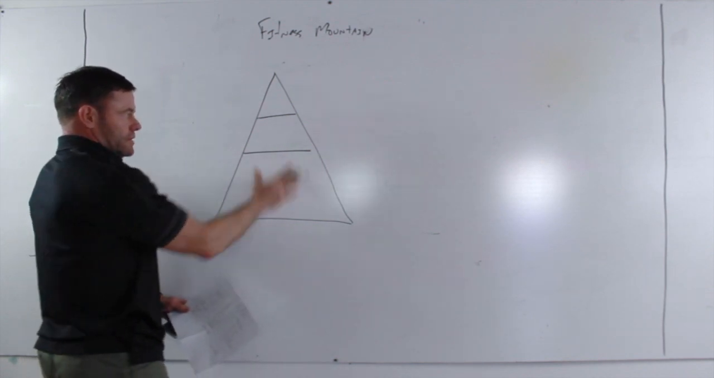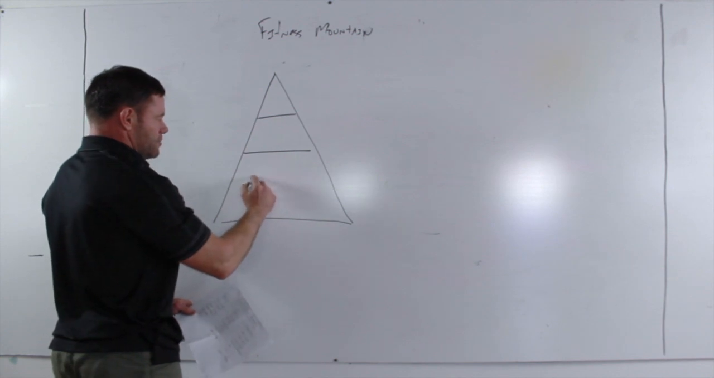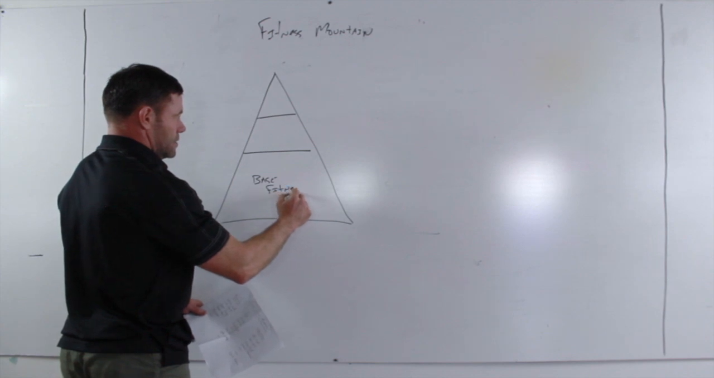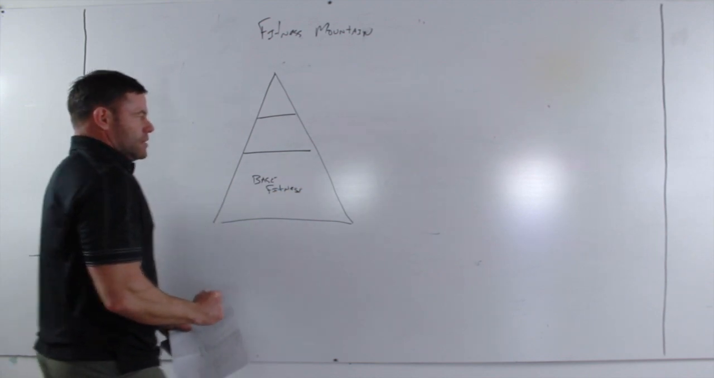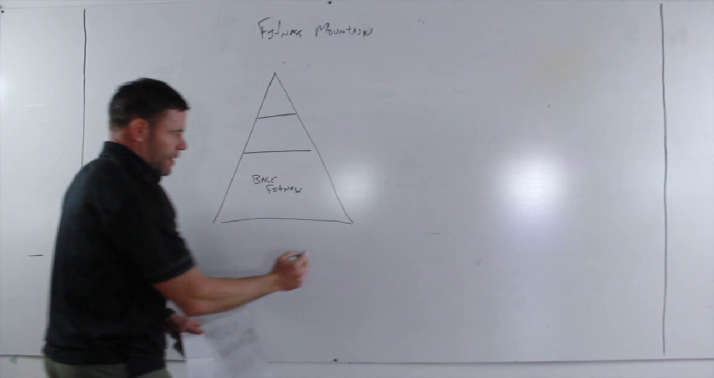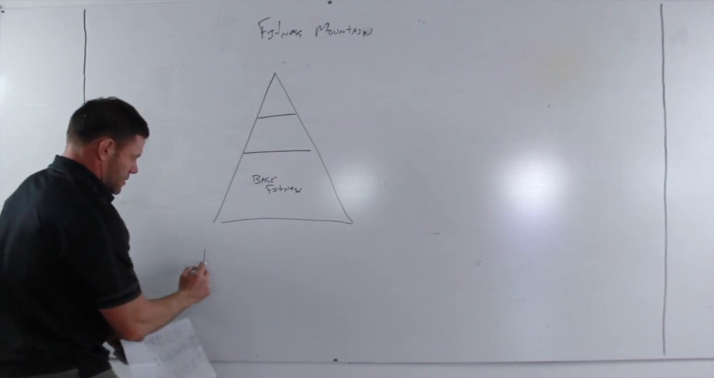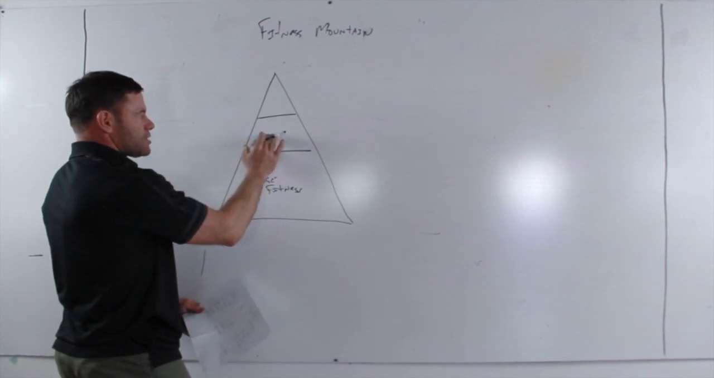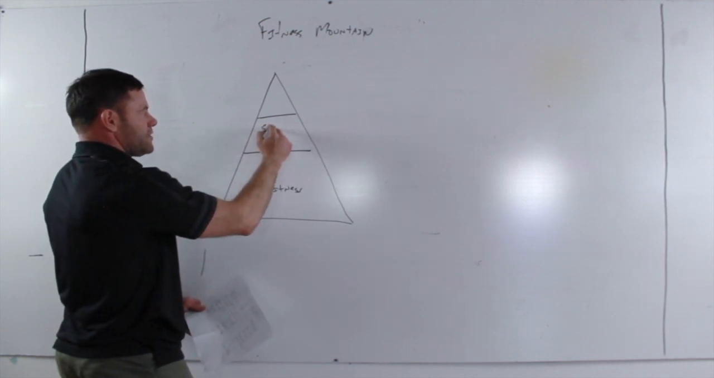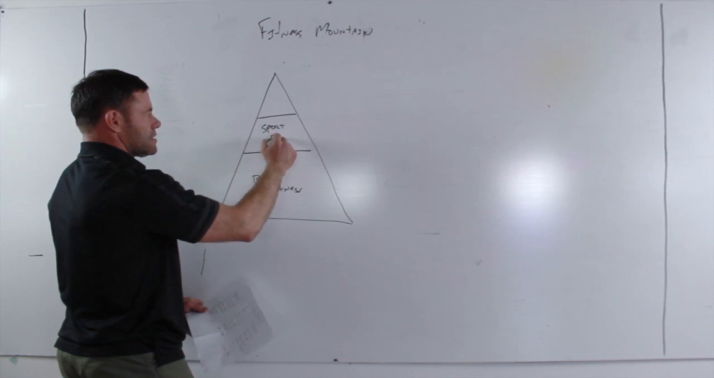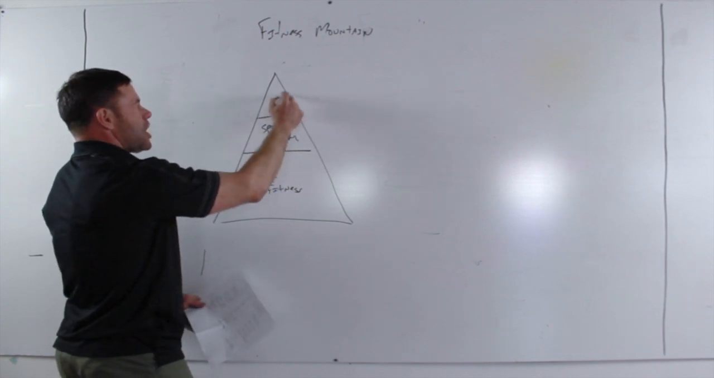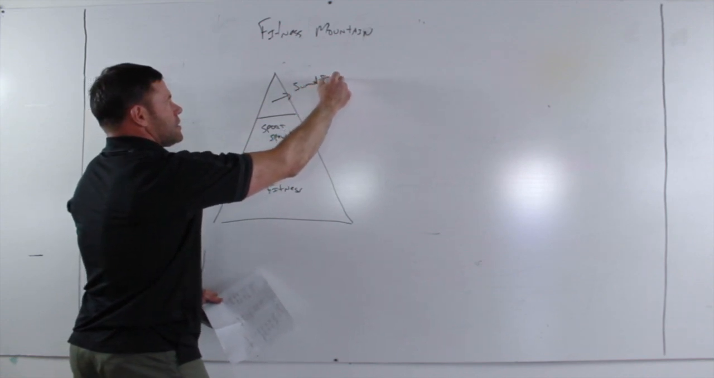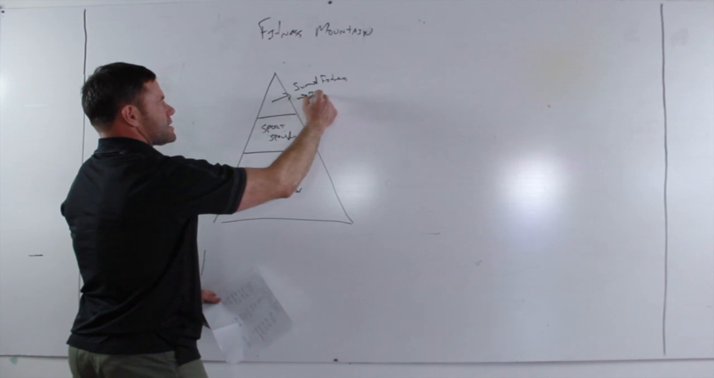And in general, this is the mountain. At the bottom here is base fitness. The next part is what I call mid-mountain fitness, or sport-specific fitness. And at the top is what I call summit fitness, and it's stuff you get with technical practice.